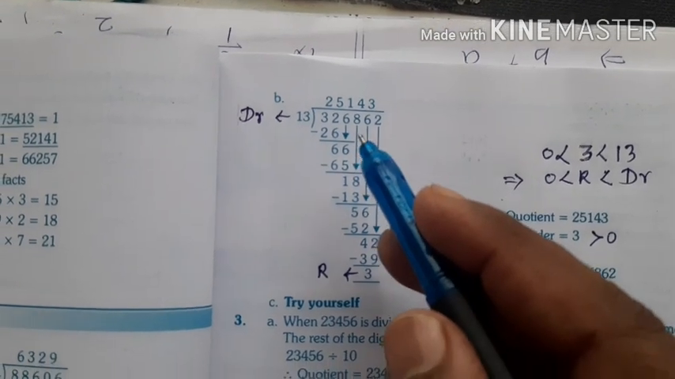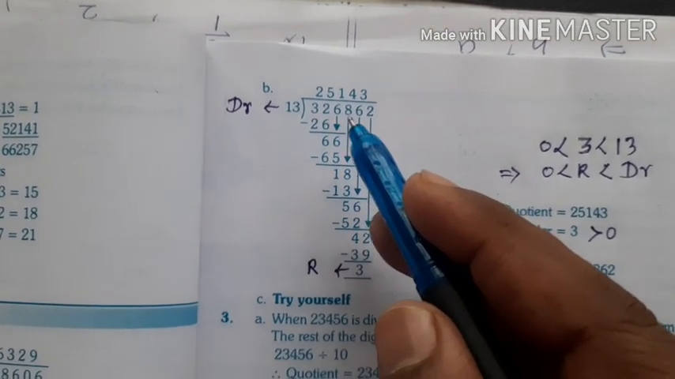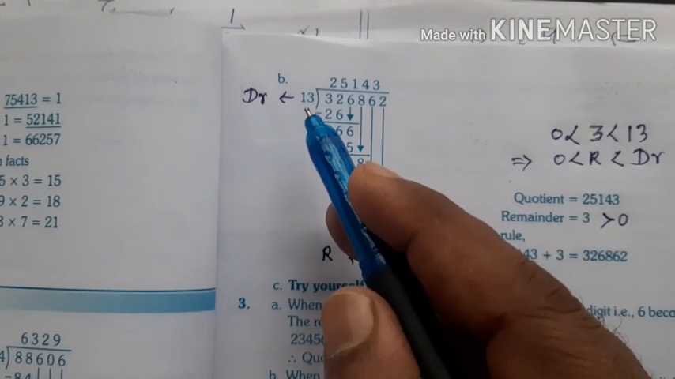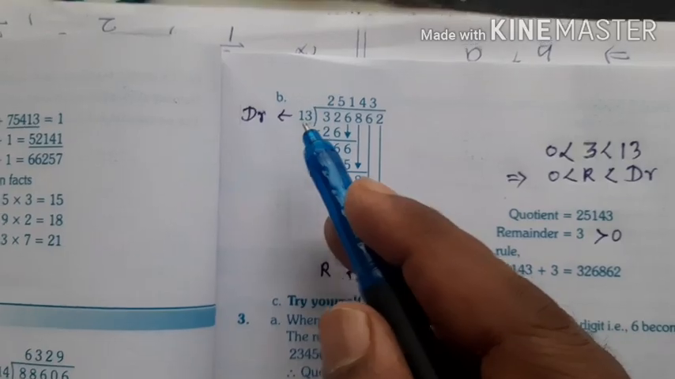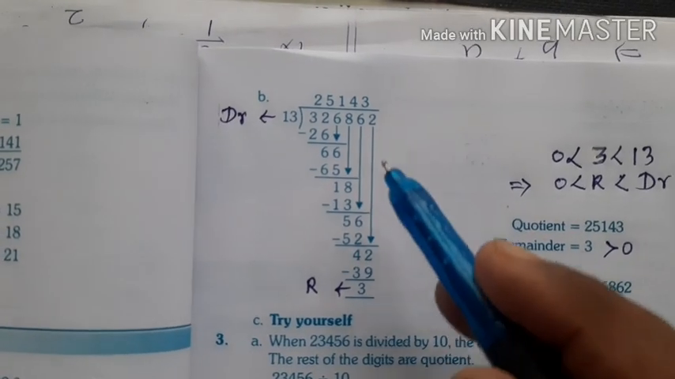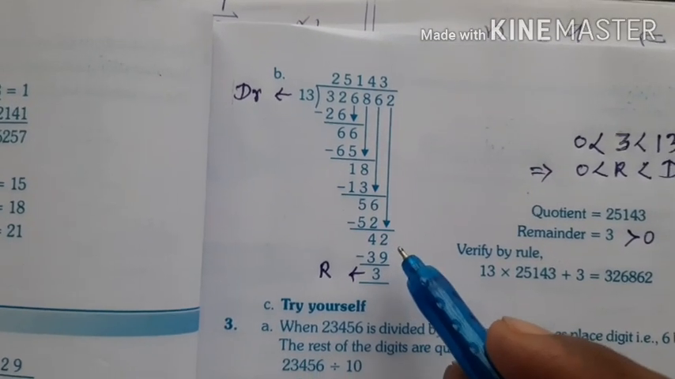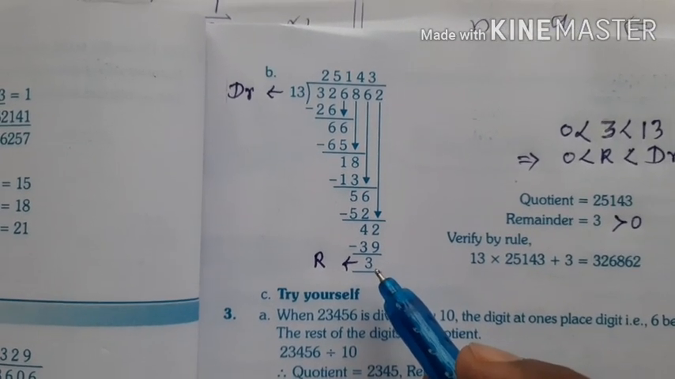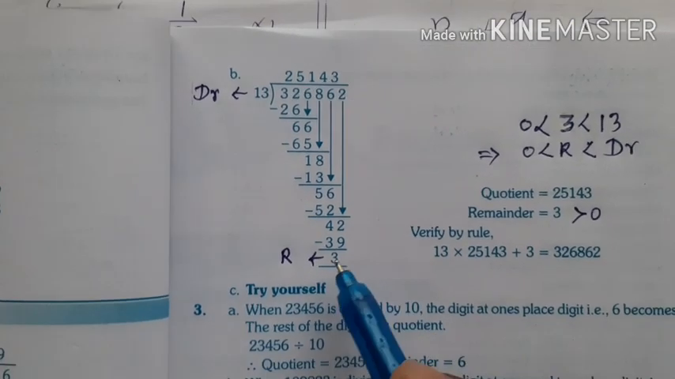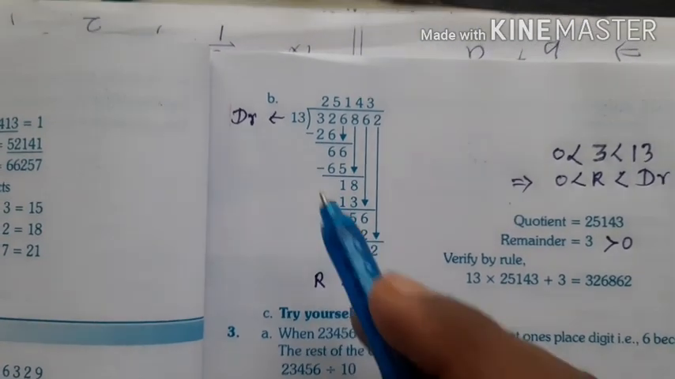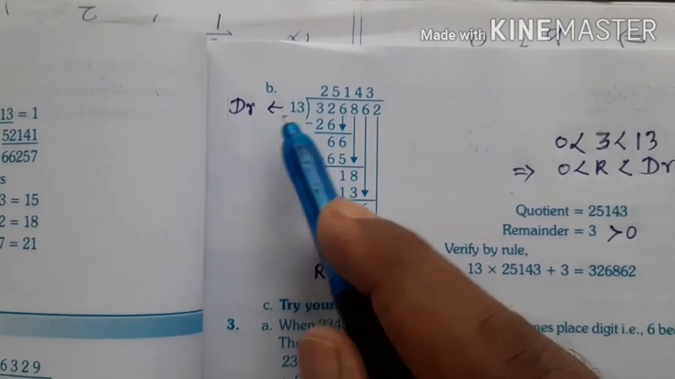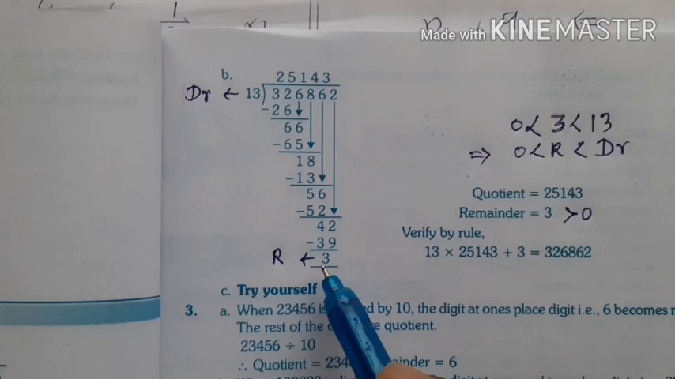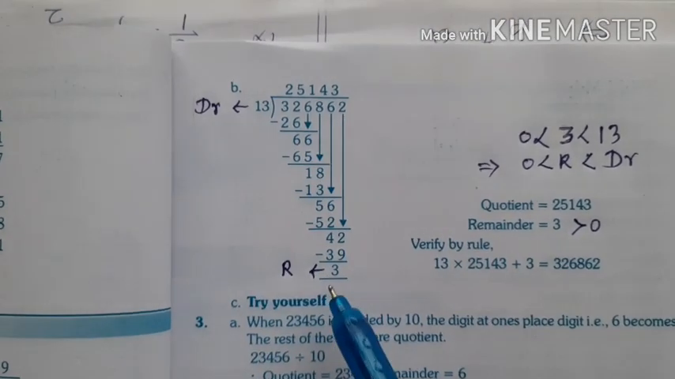And look at one more example. 3,26,862 is the dividend and it is divided by the divisor 13. When you perform long division, you see that the remainder at the end of division is 3. Is it equal to 0, children? No. Here the remainder is greater than 0. But is it equal to the divisor? No. Here the divisor is 13. Here the remainder is 3.